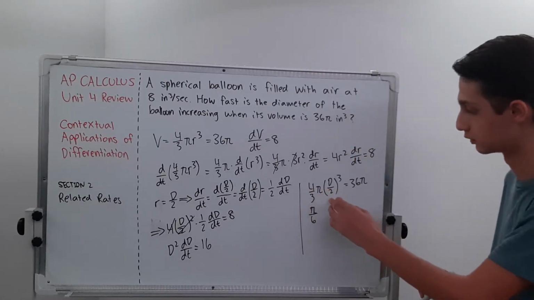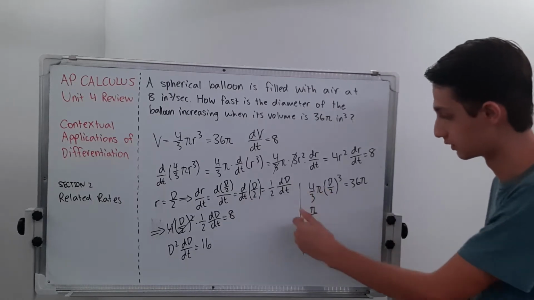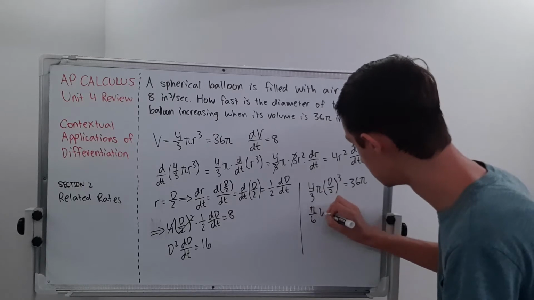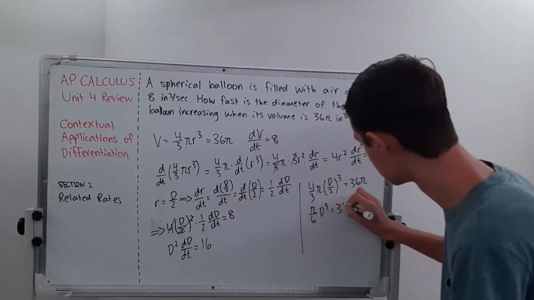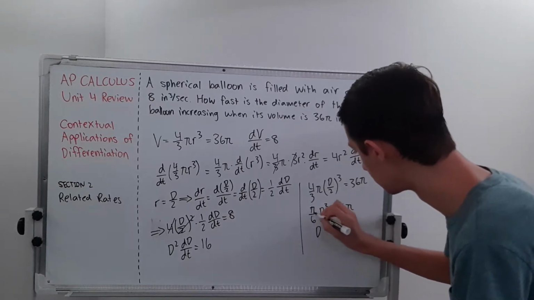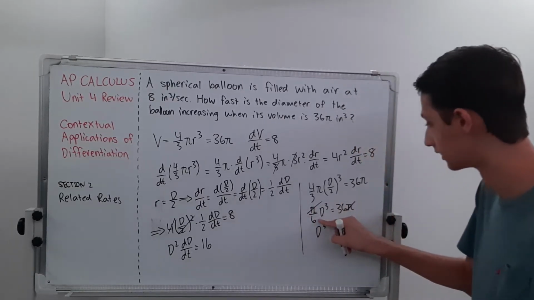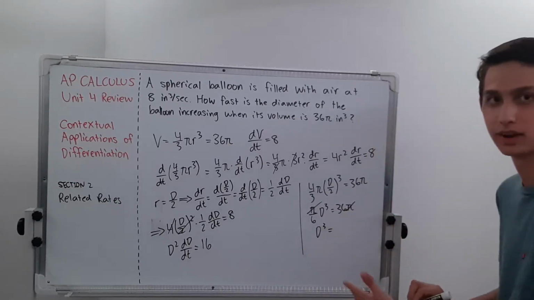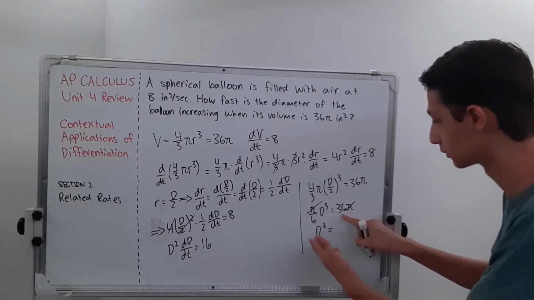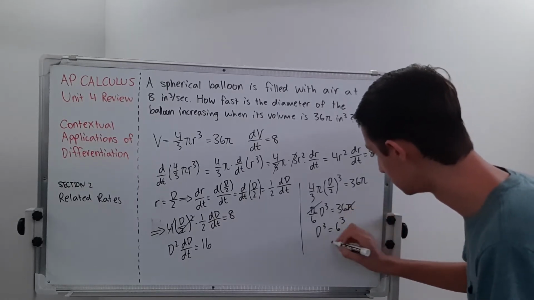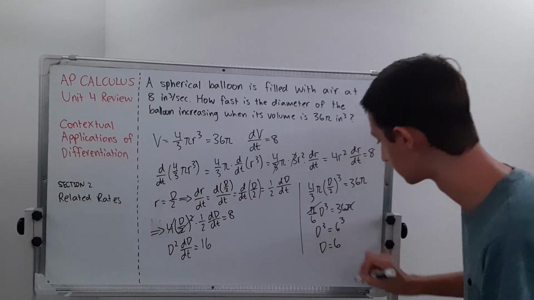So let's just verify. 2 cubed is 8. So yeah, it's going to be pi over 6 times D cubed equals 36 pi. And then we can cancel out these pi's. 6 times 36, well, actually, we don't need to figure out what that is because 36 is 6 squared. So 6 squared times 6 is just going to be 6 cubed, so then D equals 6.